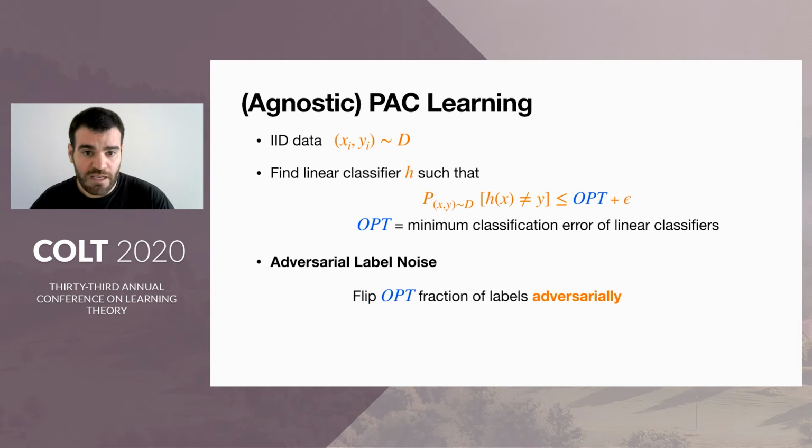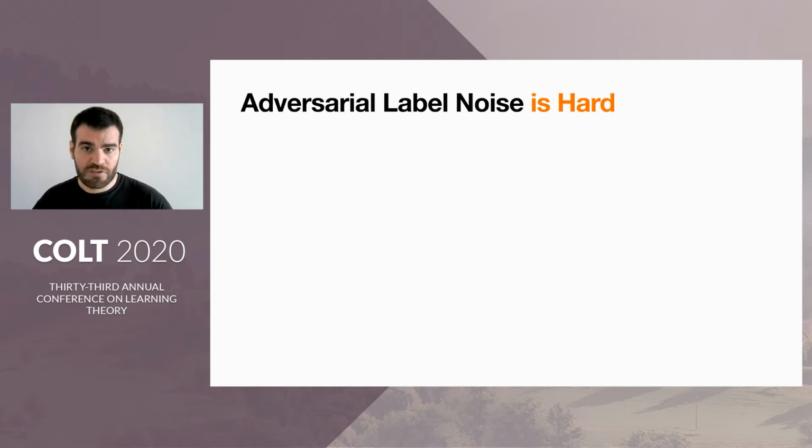Another way to think about this problem is that you start with a perfectly separable dataset. So you start with a dataset that is separable by a line or a half space, and then some adversary picks an opt fraction of the data points and flips their labels. So this is a nice, strong noise model, but unfortunately, it's also computationally hard.